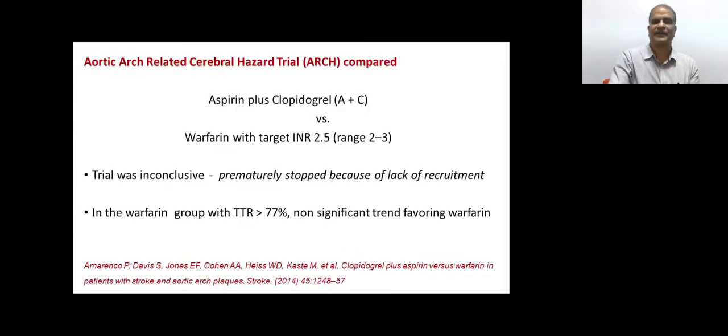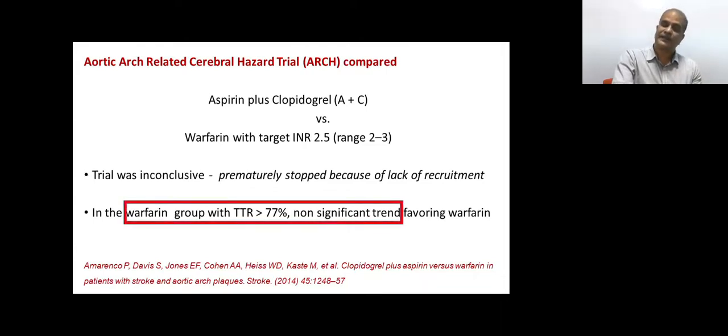Here also, because this is not a very common condition, there is a trial called the ARCH trial, which compared aspirin plus clopidogrel with warfarin. However, this was stopped because, as I told you, there were not many patients. But whatever analysis there was showed a trend towards warfarin with a good therapeutic range to prevent further strokes.